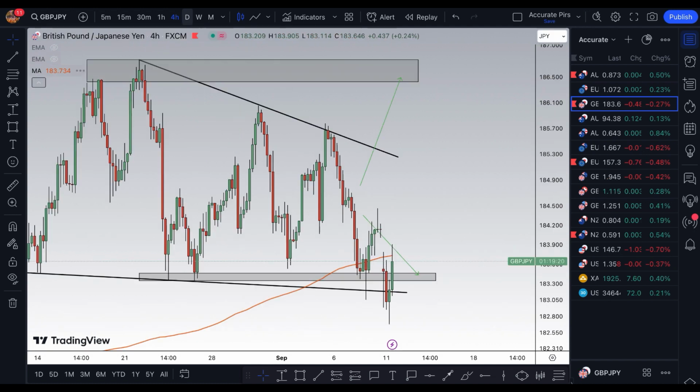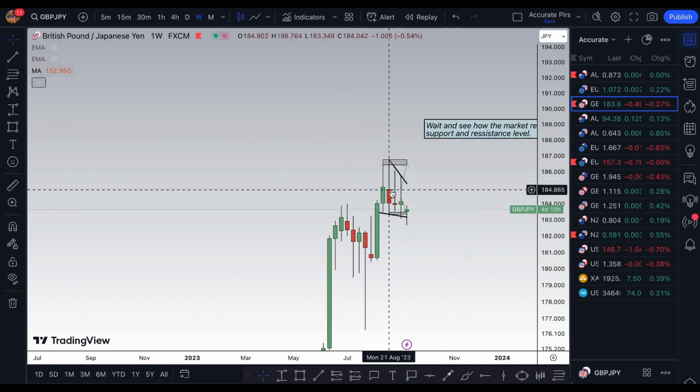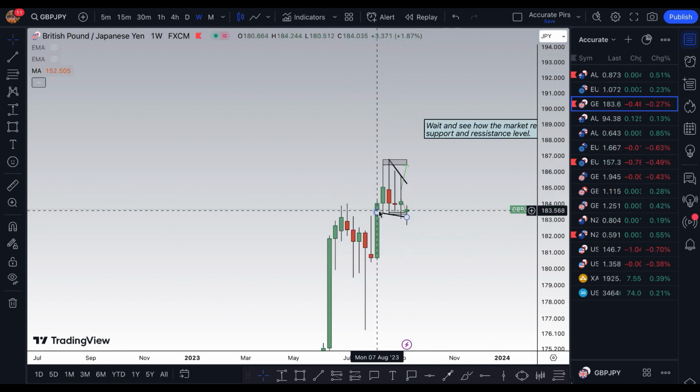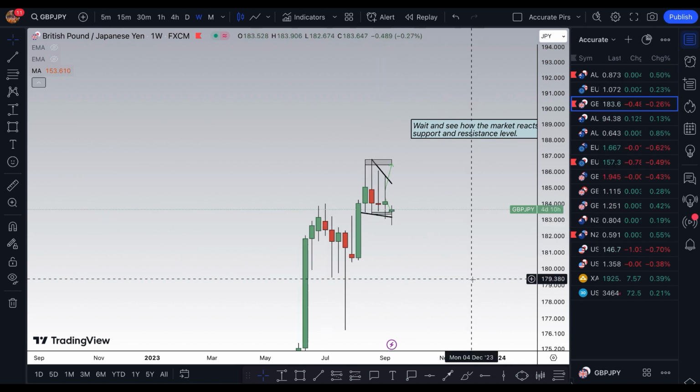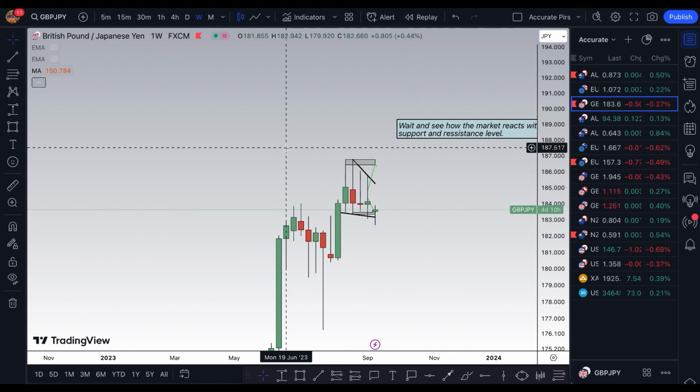Let's move on to GBP JPY. Wow, look at that. So let's look at it on a weekly time frame. With all these spinning tops, I did feel like GBP JPY was going to push towards the downside. With all these spinning tops happening on the weekly time frame, it's showing me that the market might be running to an end for its uptrend.